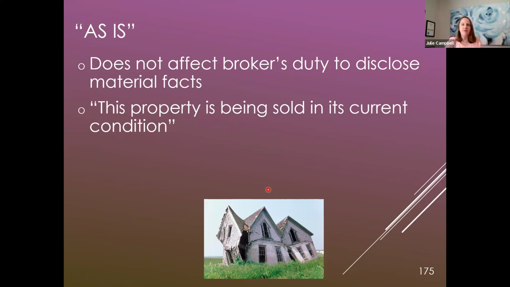Guys, please remember, caveat emptor and properties being sold in their current condition, none of that affects my duty to disclose material facts. We always have a duty to discover and disclose material facts.